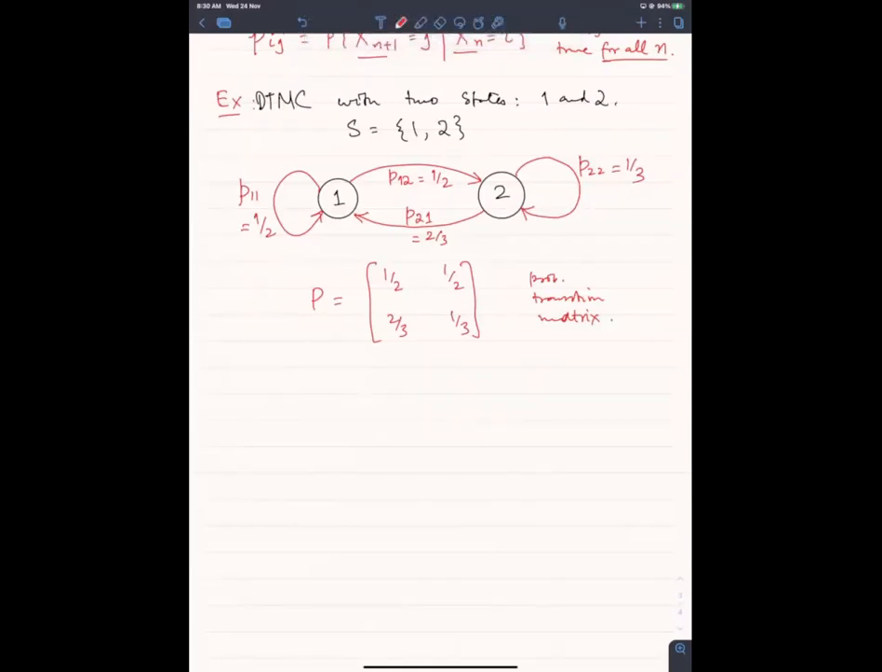And we understand that the summation over k is equal to 1 to whatever number, k is an element of S, Pik should be equal to 1.